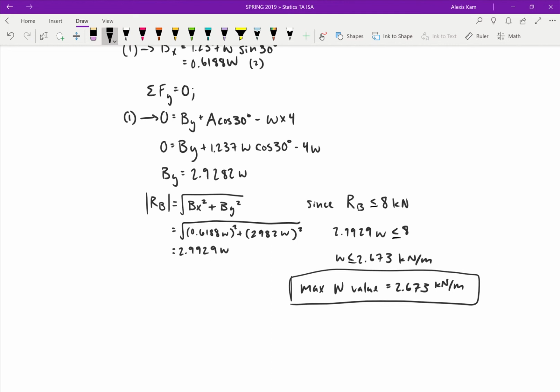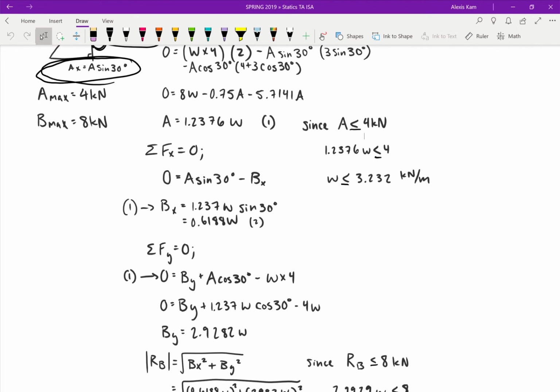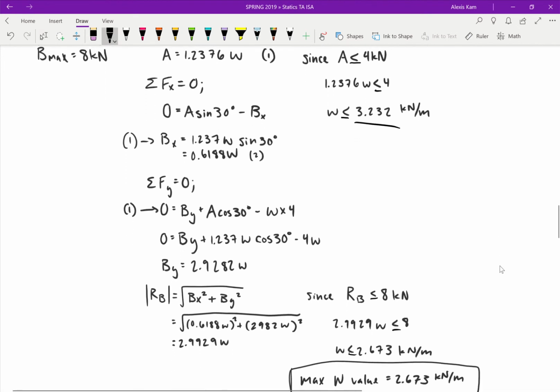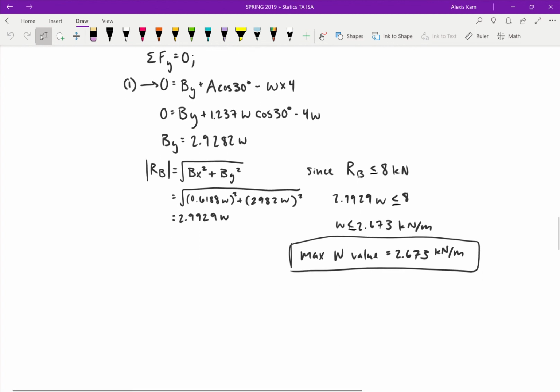And then that means that because 2.673 kilonewtons per meter is less than the other value we calculated, 3.232, we'll take the smaller one. Because if we took the larger one, then the reaction at B would cause the pin to fail, even though A would still be intact. So that leaves us with a maximum distributed load value of 2.673 kilonewtons per meter.